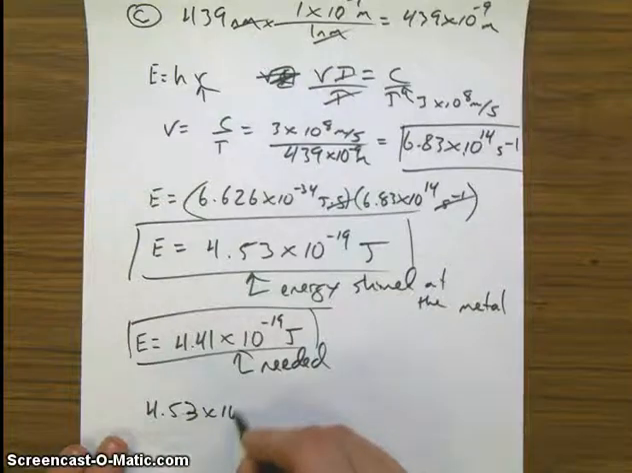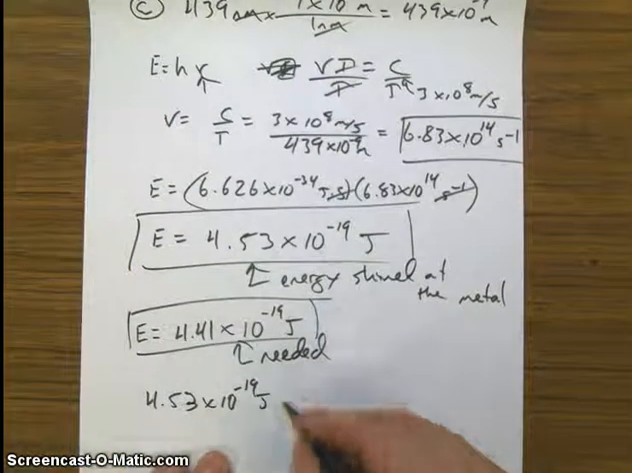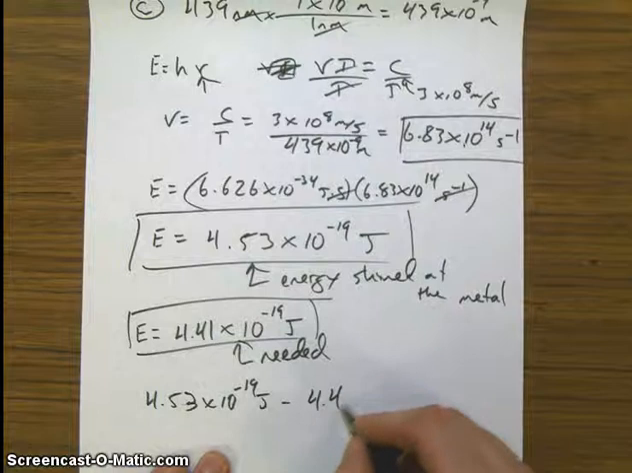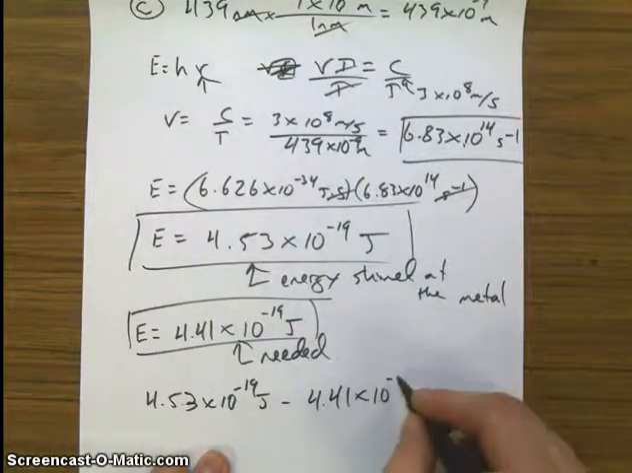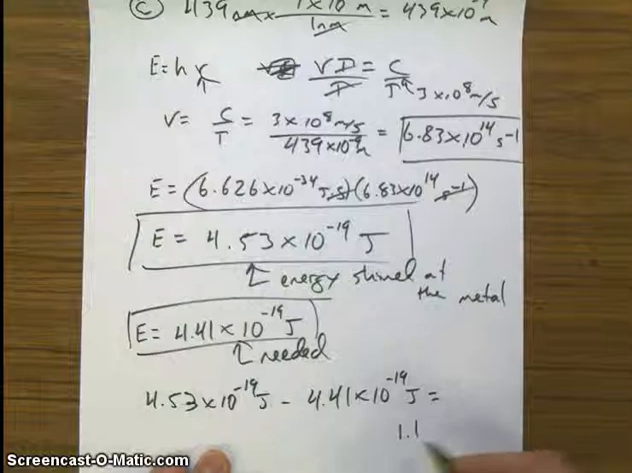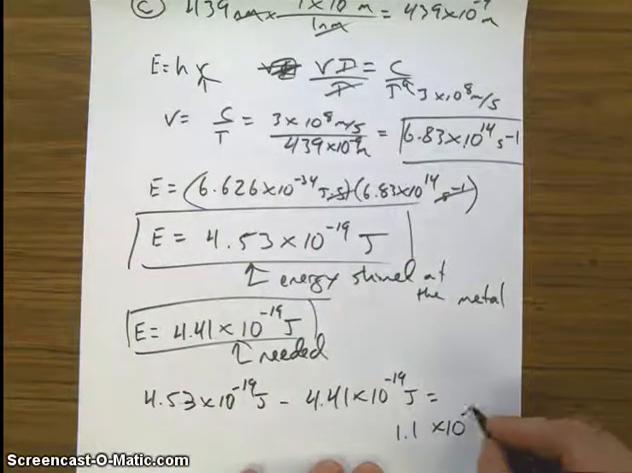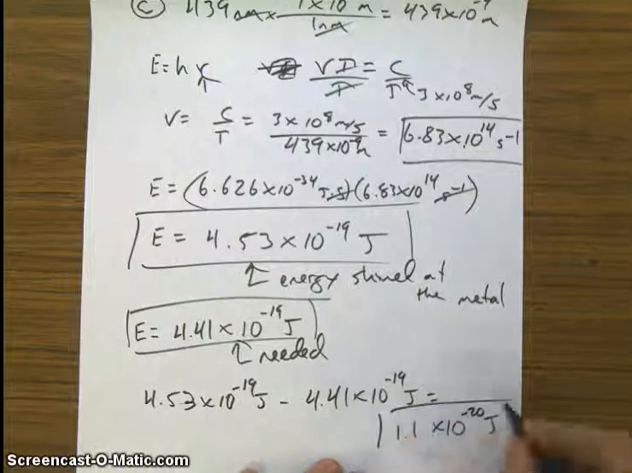4.53 times 10 to the negative 19th joules. Subtract that from 4.41 times 10 to the negative 19th joules, and you end up with 1.1 times 10 to the negative 20th joules. And that's your answer for C.